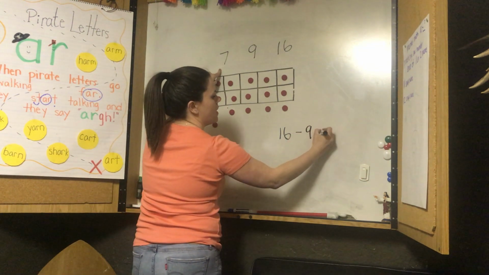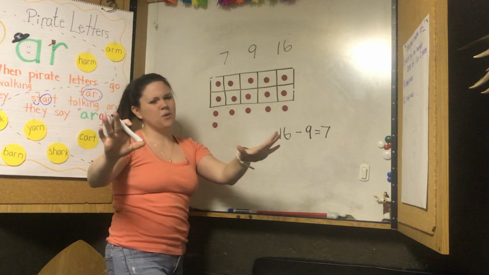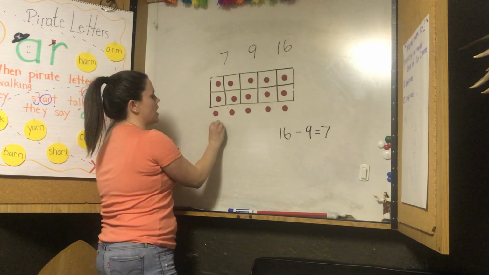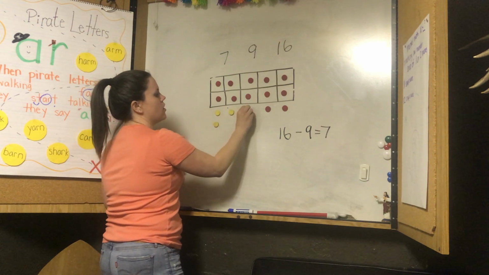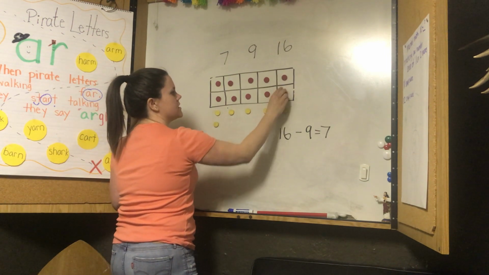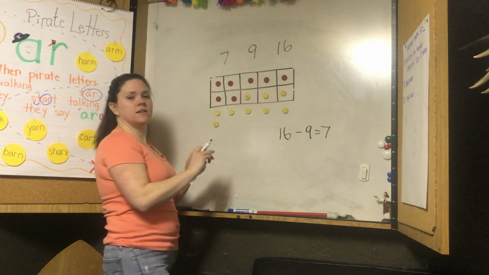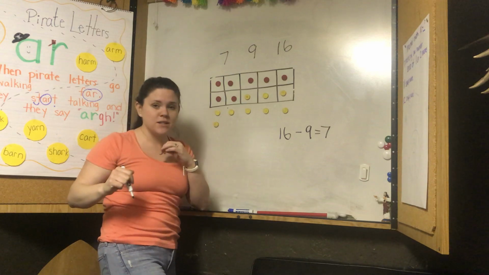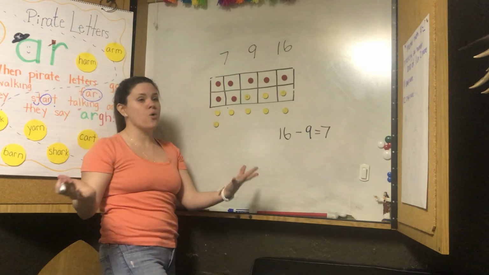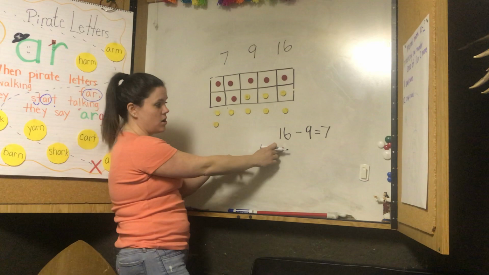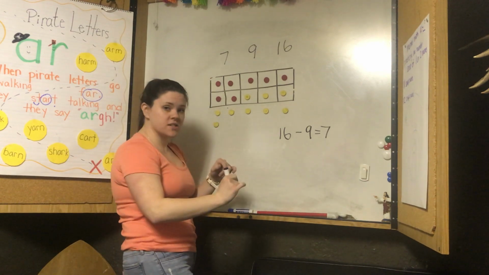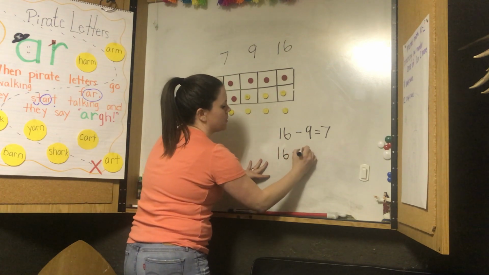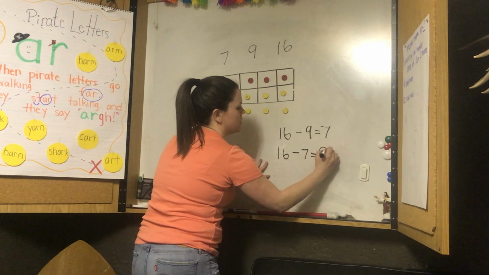16 take away 9 equals 7. But you guys know Miss Egan loves to check things, so let's check it. 16, here's my whole. I'm going to take away 9. 1, 2, 3, 4, 5, 6, 7, 8, 9. If I take away 9 from 16, does that leave me with 7? Absolutely, it does. So that means this is correct, which means I can switch my parts and find out the other related subtraction fact. 16 take away 7 equals 9.